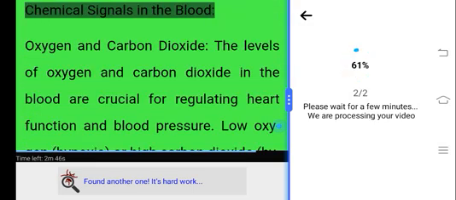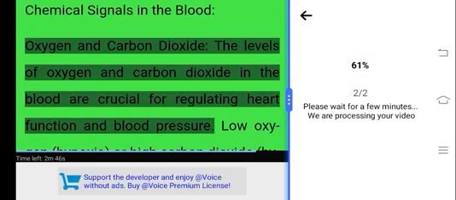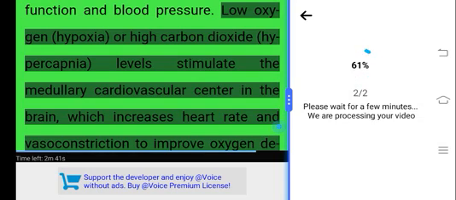Chemical signals in the blood. Oxygen and carbon dioxide: the levels of oxygen and carbon dioxide in the blood are crucial for regulating heart function and blood pressure. Low oxygen, hypoxia, or high carbon dioxide, hypercapnia, levels stimulate the medullary cardiovascular center in the brain, which increases heart rate and vasoconstriction to improve oxygen delivery.